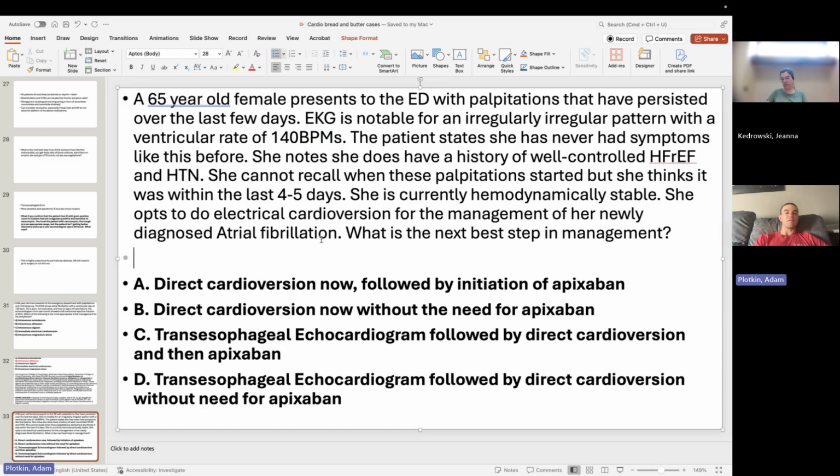We have a 65-year-old female. She presents to the ED with palpitations that have persisted over the last few days. The EKG is notable for an irregular pattern with a ventricular rate of 140 beats per minute. The patient states that she has never had symptoms like this before. She notes she does have a history of well-controlled HFrEF and hypertension. She cannot recall when these palpitations started, but she thinks it was within the last 4 to 5 days. She's currently hemodynamically stable. She opts to do electrical cardioversion for the management of her newly diagnosed AFib. What is the next best step in management?